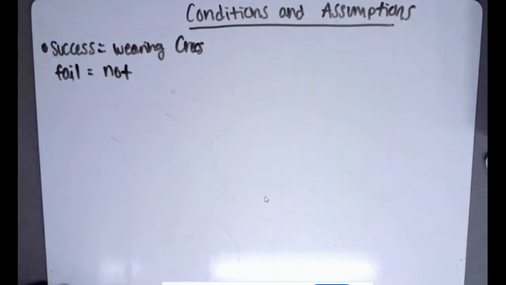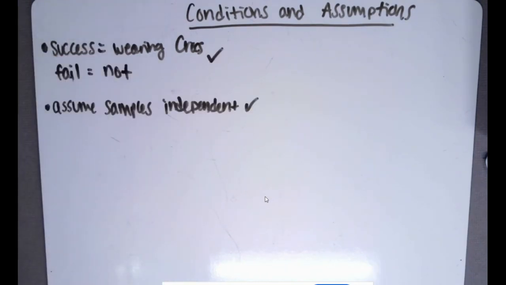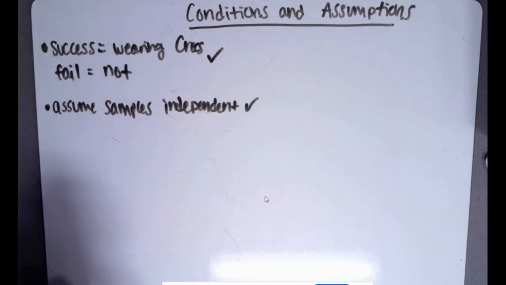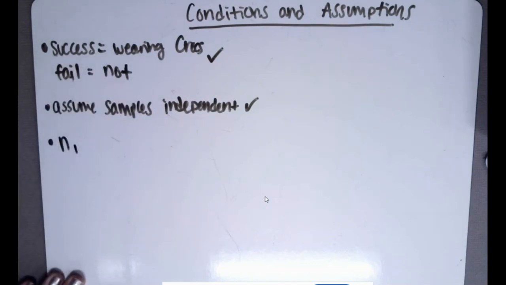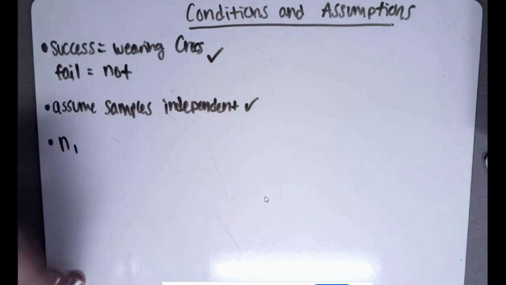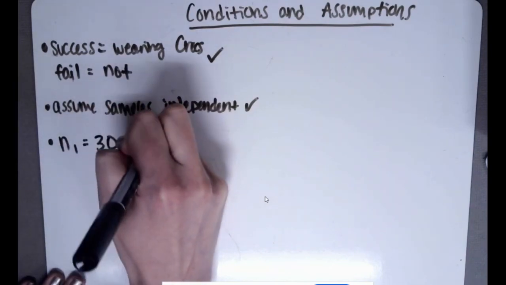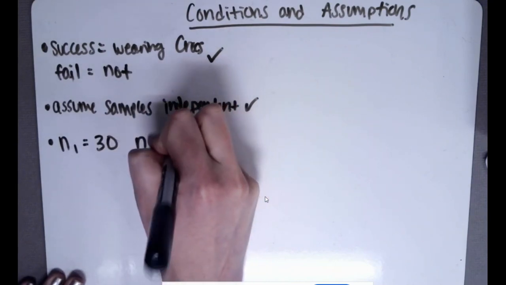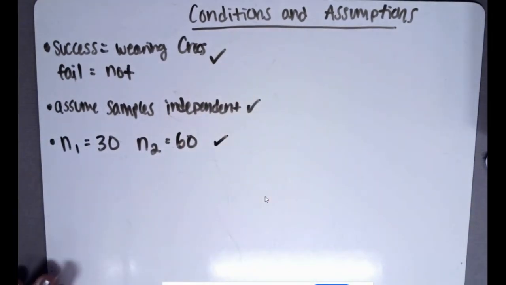We also want to make sure that our samples are going to be independent of each other. So the sample I'm pulling from the freshmen is not going to affect the sample that I'm pulling from the seniors. We can usually assume that that's true. It's important that each sample be of a set number, and that's not changing. So I'm going to use the notation N1 to mean the size of my freshman sample. So we said we'll take 30 freshmen, and then N2 means the size of my senior sample. So we are taking 60 seniors. So those numbers are already set.